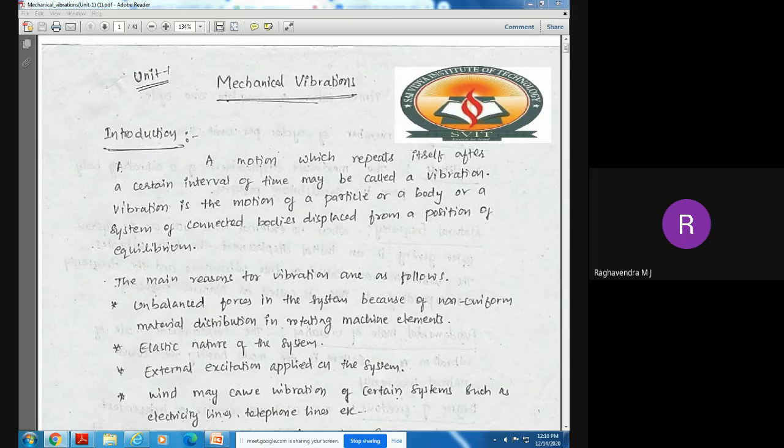Next, wind may also cause vibration in structures like electricity lines, poles and telephone lines. These may be small structures, and they will vibrate because of high wind velocity. If the wind blows at more than 60 kilometers per hour, these will vibrate: electricity lines, poles, telephone lines and telephone poles. These structures will vibrate because of the wind.